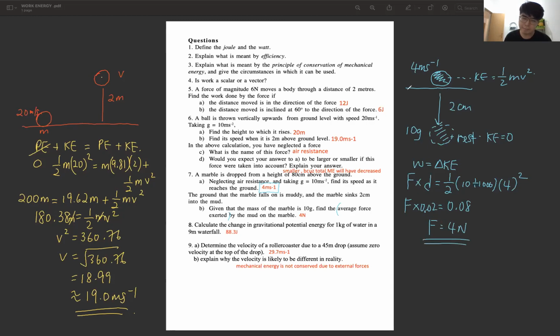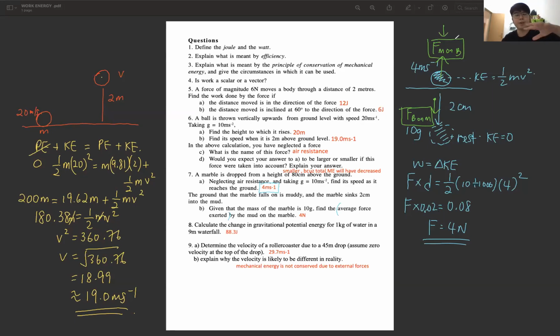When the ball hit the mud, the 4 Newton force is exerted first by the ball on the mud, F ball on mud. Due to reaction, it exerts the same force on the ball, so F mud on the ball. These two are equal.